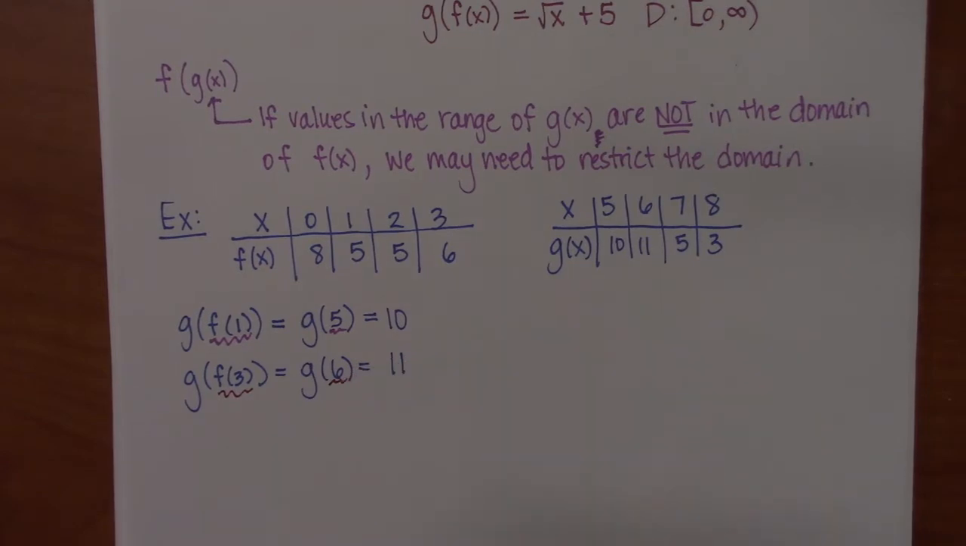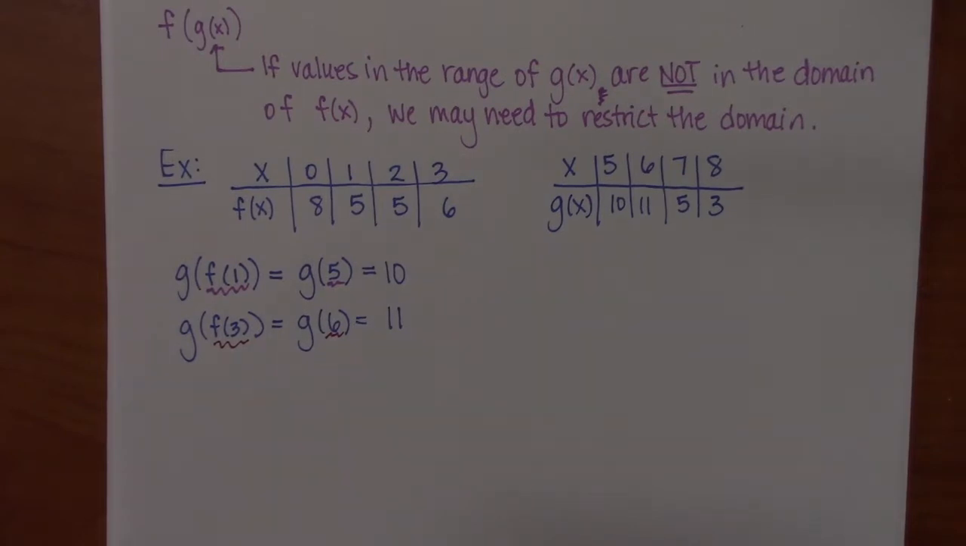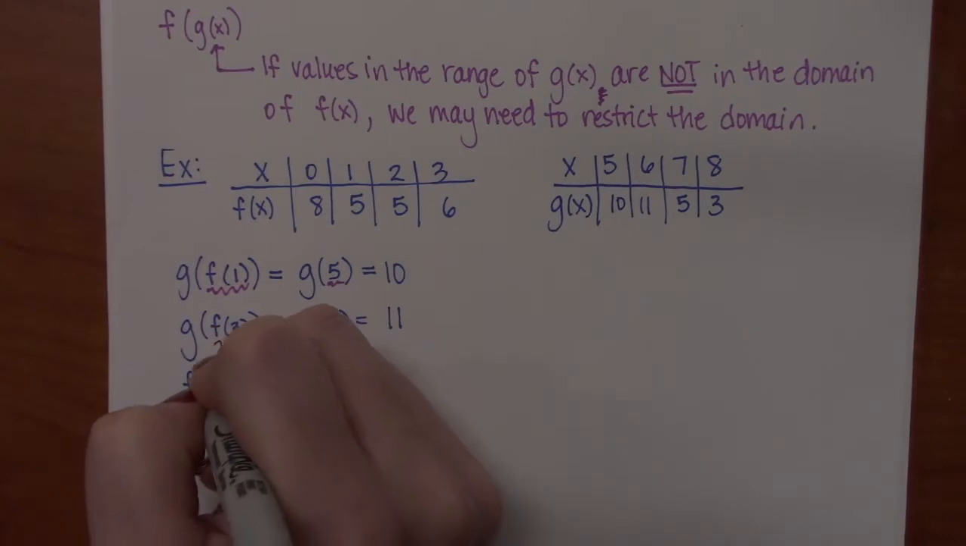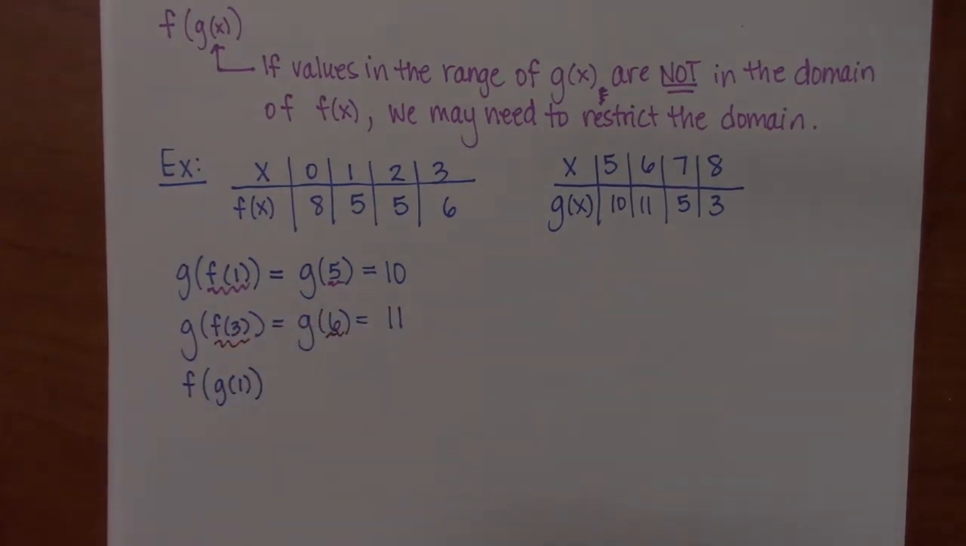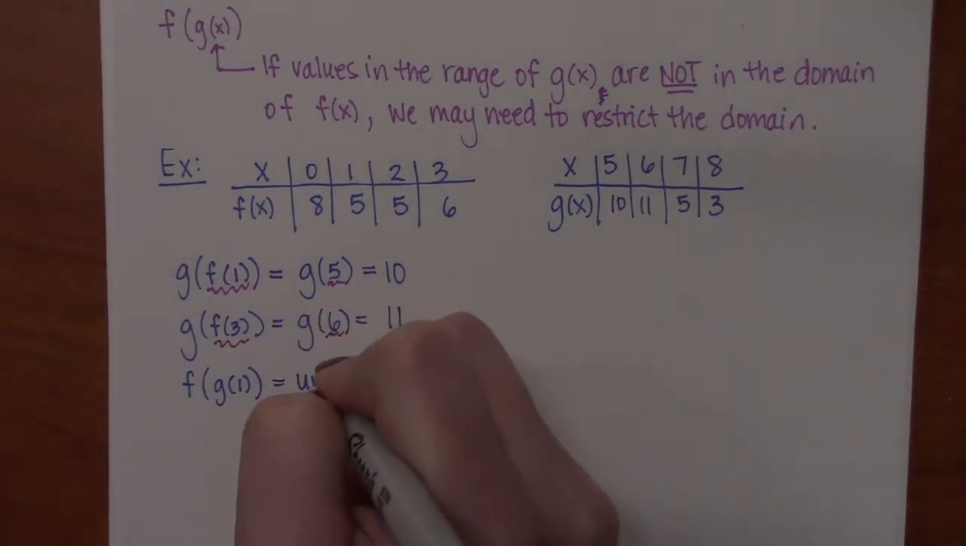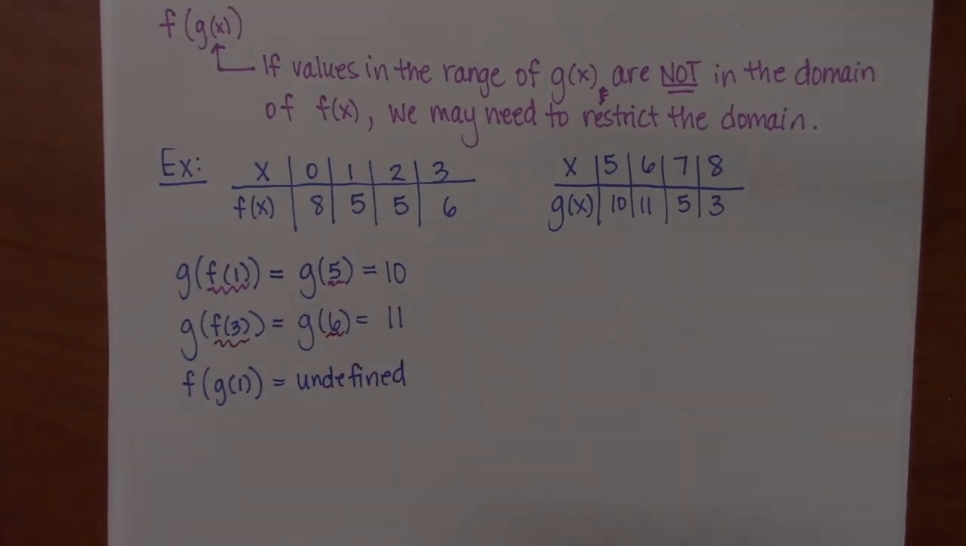Right? And once again, we just replaced f of 3 with 6. Okay? But look what happens if we try to find f of g of 1. If we're supposed to work from the inside out, well, if you go over to the g of x table, there is no 1 in the x column. 1 is undefined. So if you can't produce a y value, then you have nothing to plug into f of x. And so this is undefined.